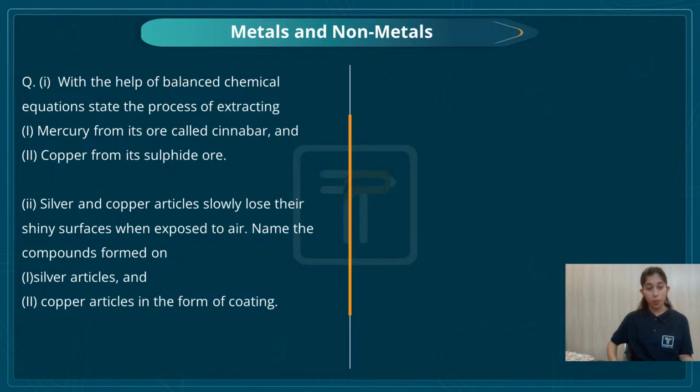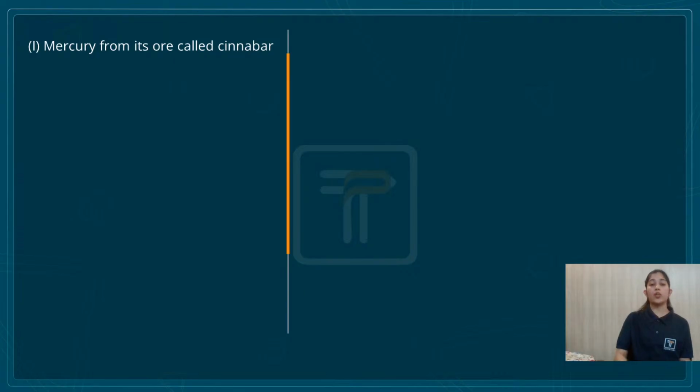Next question is from metals and non-metals. So with the help of a balanced chemical equation, state the process of extracting mercury from its ore called cinnabar. You all know what is mercury's ore. Cinnabar is the sulfide ore of mercury, right? And then copper from its sulfide ore. Second, what we have to do, silver and copper articles slowly lose their shiny surface when exposed to air, right? Name the compounds formed on silver articles and copper articles in the form of coating. Let's start with the first one.